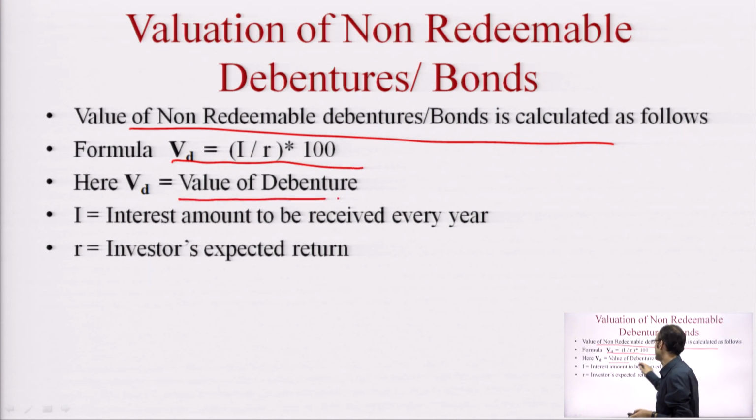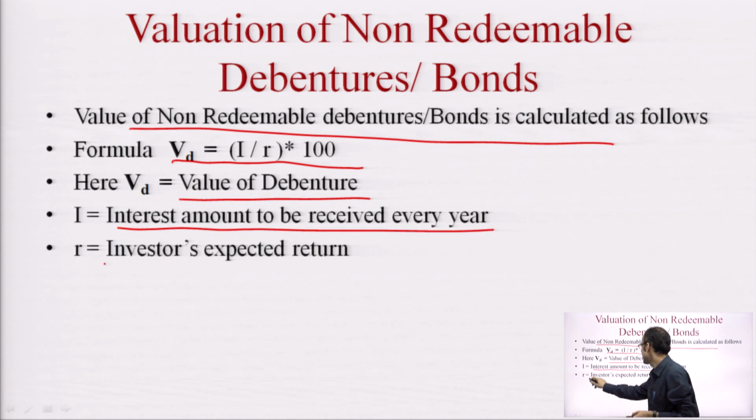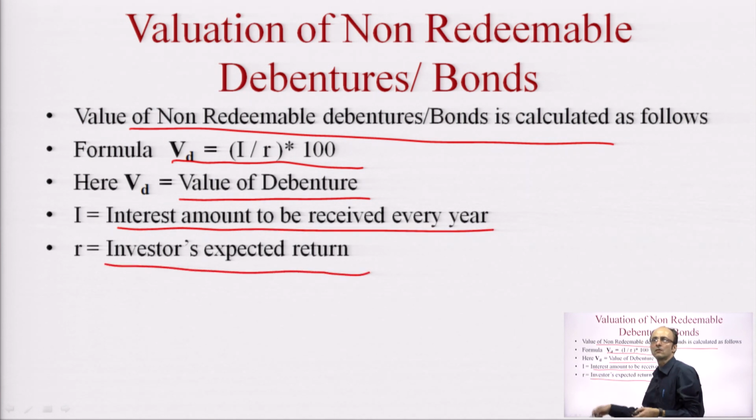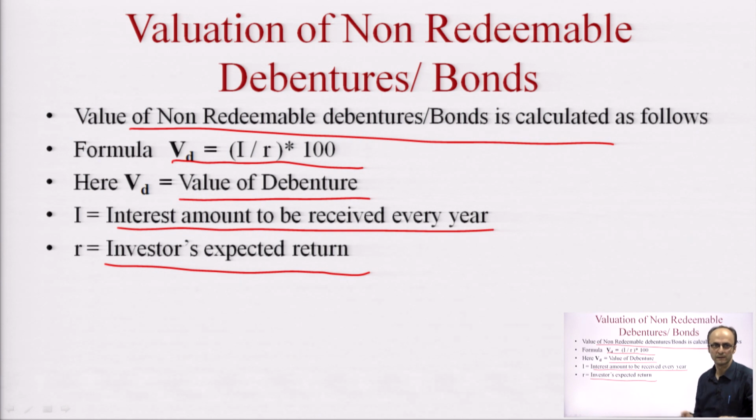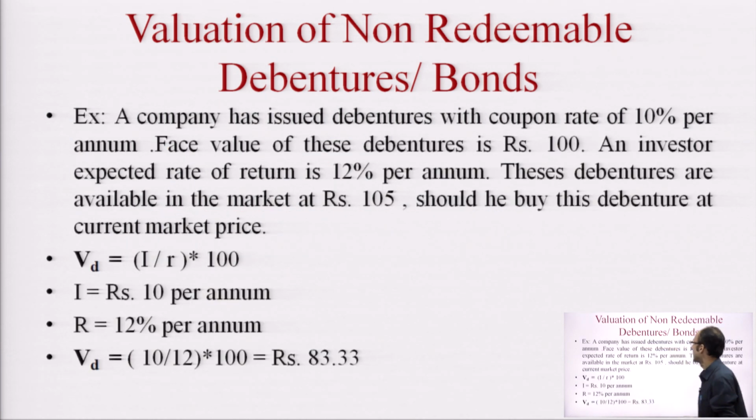VD stands for value of debenture, I is the interest amount to be received every year, and R is the investor's expected return, that is the discount rate that we are talking about in our discussion. Now see here, an example is given.